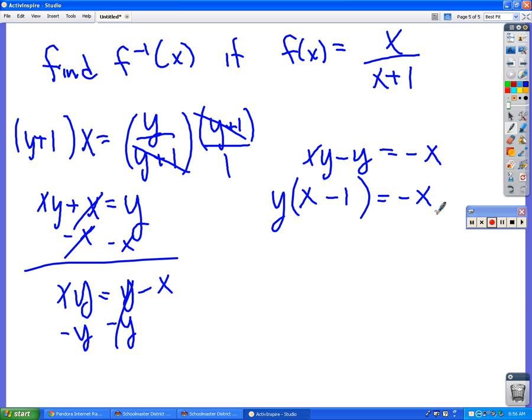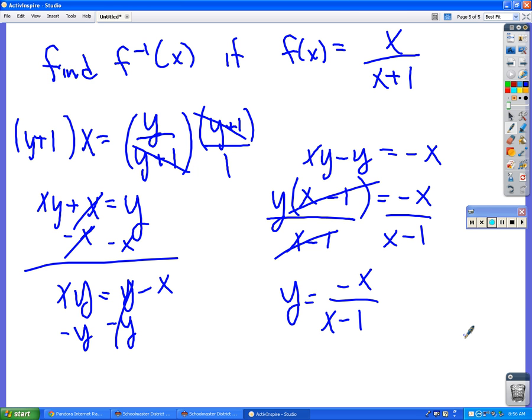Where did the negative 1 come from? If I factor a y out of this, what's left? A 1. Because this is really 1y, even though there's not a 1. Okay. So now what do I do to get the y by itself? Divide both sides by x minus 1, and now I am done. y equals negative x over x minus 1.